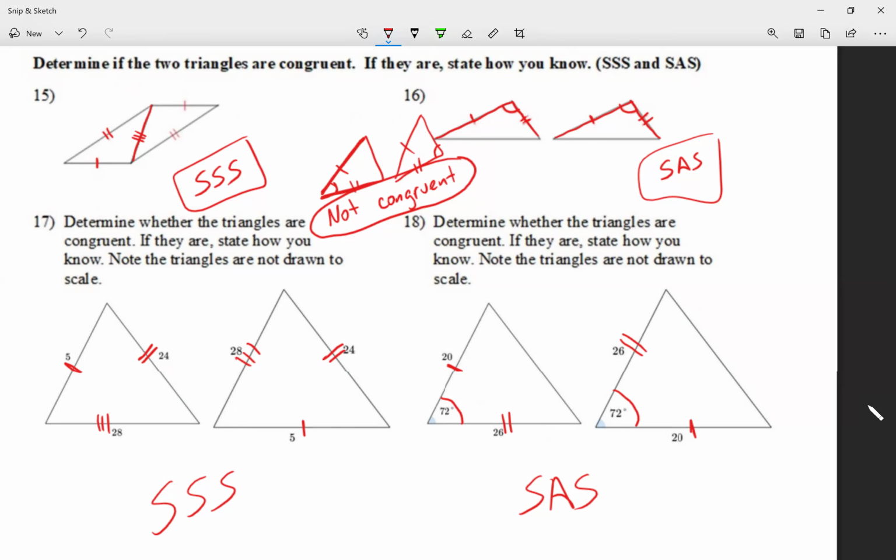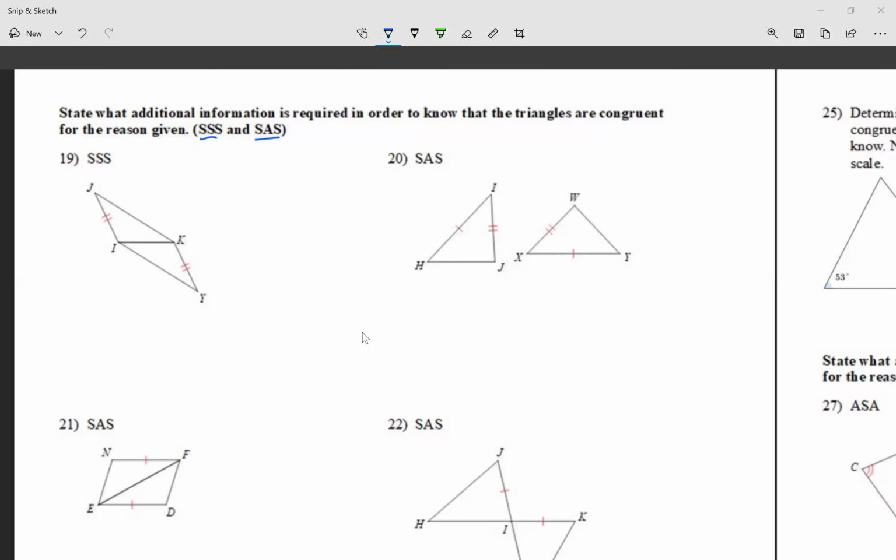But I said I was gonna work up until 22. All right, let me flip the page then. Let me take a look at questions 19 through 22. This is a continuation of our homework. Again, we're going to be looking at side, side, side, and side angle side.